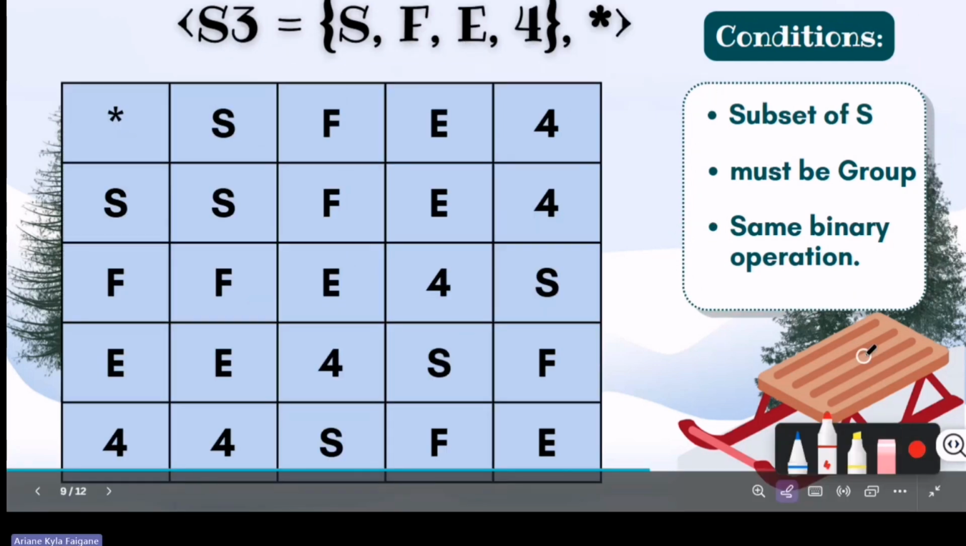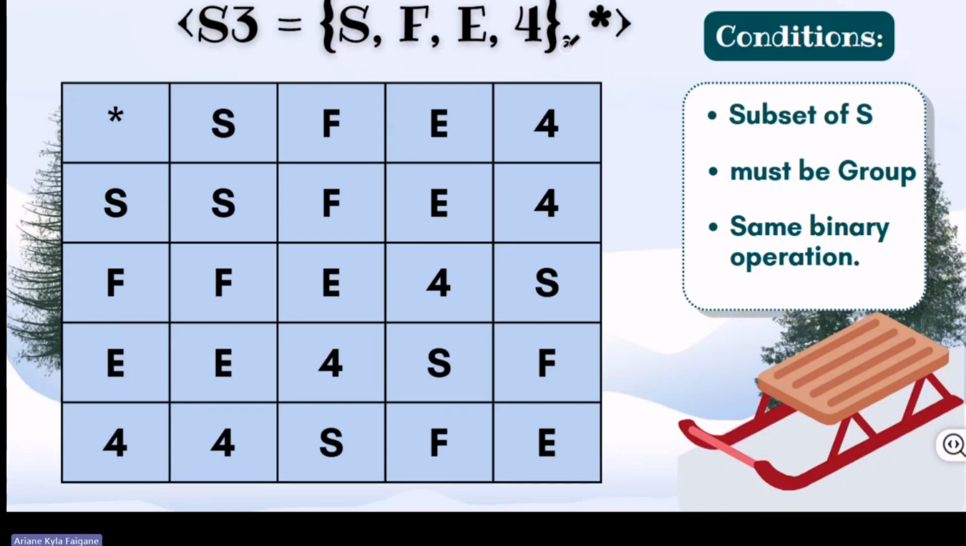For the next one, we have the elements S, F, E, and 4. So is S sub 3 a subset of S? S is in the set S, F is an element of set S, E is also an element of set S, and 4 is an element of set S. Therefore, it is a subset of S. Now, we need to prove that it is a group. So we need to satisfy the conditions: closed, associative, has an identity element, and has an inverse element for all.